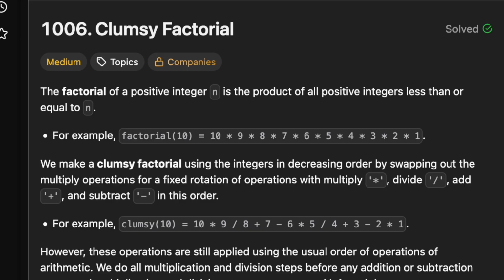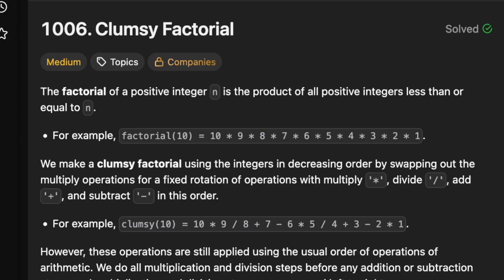Today we're going to look at Leetcode number 1006, Clumsy Factorial. The question is as follows. The factorial of a positive integer n is the product of all positive integers less than or equal to n. For example, the factorial of 10 is 10 times 9 times 8 times 7 times 6 times 5, etc.